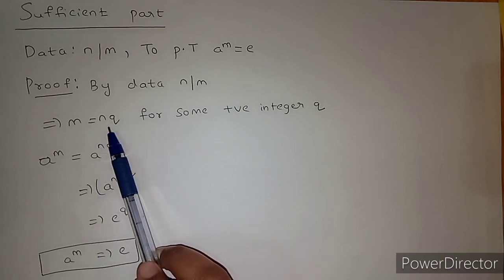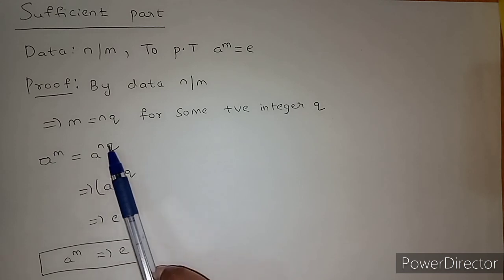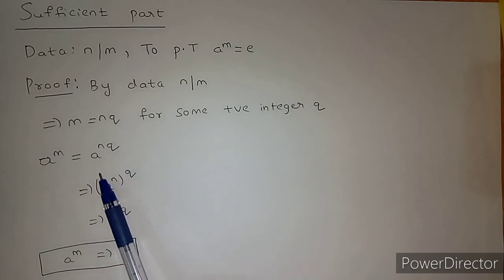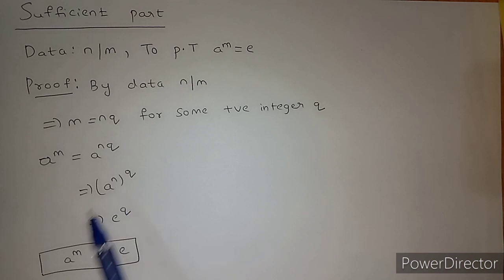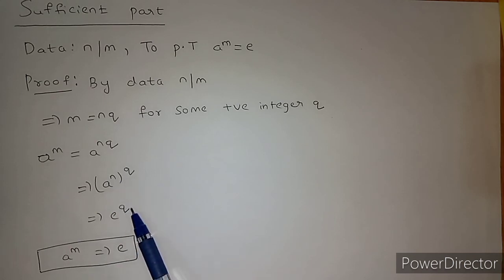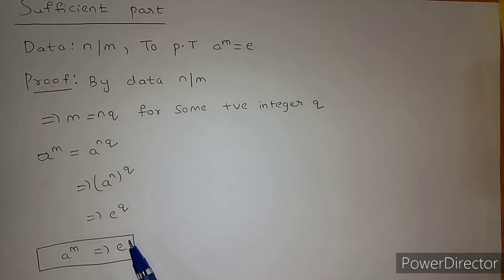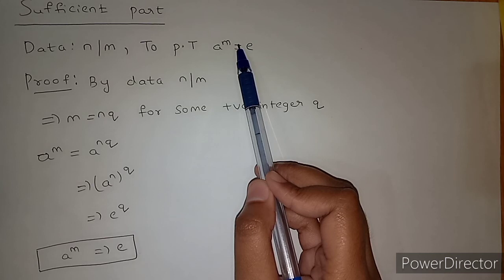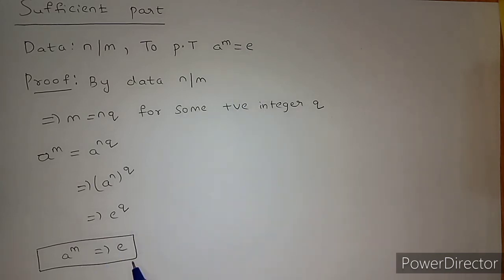Now a^m is nothing but a^(nq), right? So (a^n)^q. In the statement, the order of a is equal to n, so a^n is e. So a^n to the power q is e^q. E to the power of anything is e itself, right? So a^m is equal to e. We have proved that if n divides m, then a^m is equal to e. This is the proof. Easy, right?